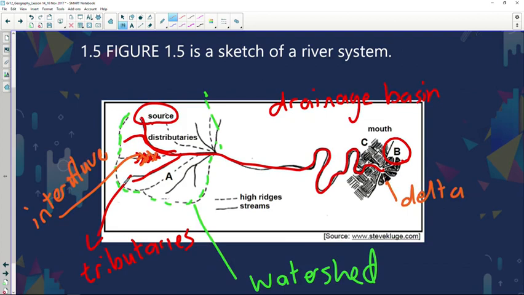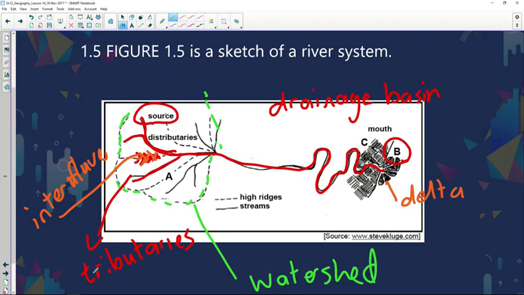Now, the rivers joining the main river, as you know, are known as tributaries. What separates one drainage basin from another is known as the watershed. It's a high-lying area. Now, the high-lying area at A is the interfluve. What does it do? It separates the tributaries.